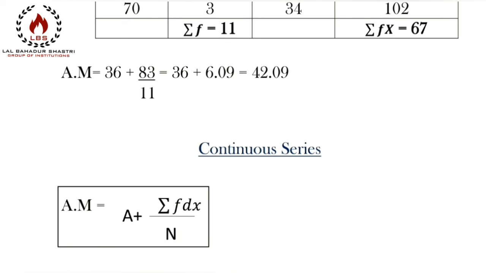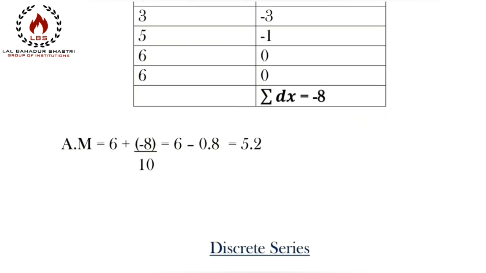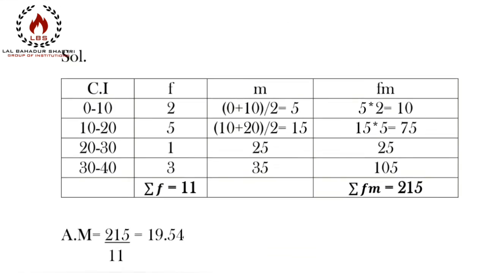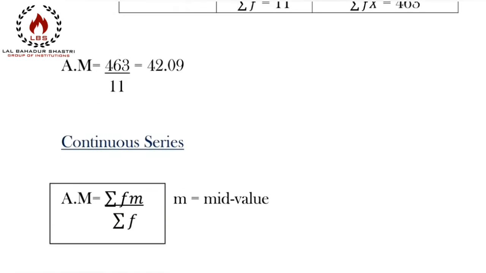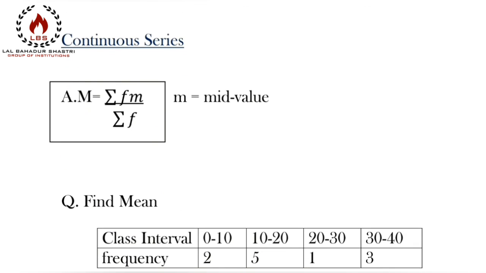Now this 36, that is the assumed mean, plus 67 divided by 11 is 42.09. Now check whether this value is correct or not. 42.09 we have got from the shortcut method. And 42.09 is what we got when we solved this question by the direct method. So you will get the same answer whether you do it by the direct method, the shortcut method, or the step deviation method.